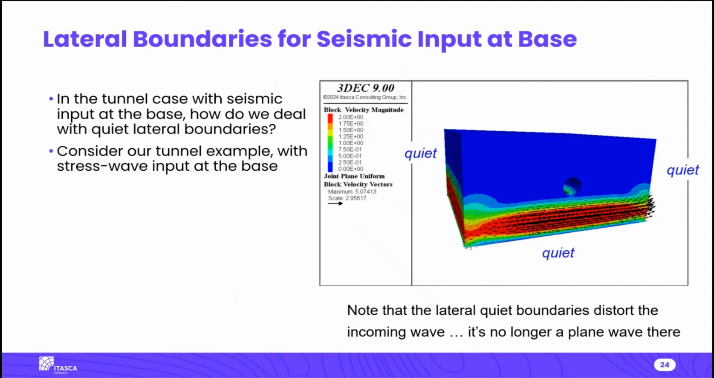So you think, okay, I'll just put quiet boundaries on the sides. That's fine. But what that does is it absorbs part of the energy of the incoming earthquake. So we're shaking, imagine we're shaking the bottom here, left and right. Some of that left and right motion gets absorbed by these quiet boundaries on the way up. So you get a distorted wave coming up through the system. It's not a perfect plane wave anymore, especially close to these boundaries, because the quiet boundaries are absorbing some of your energy and it's a mess.